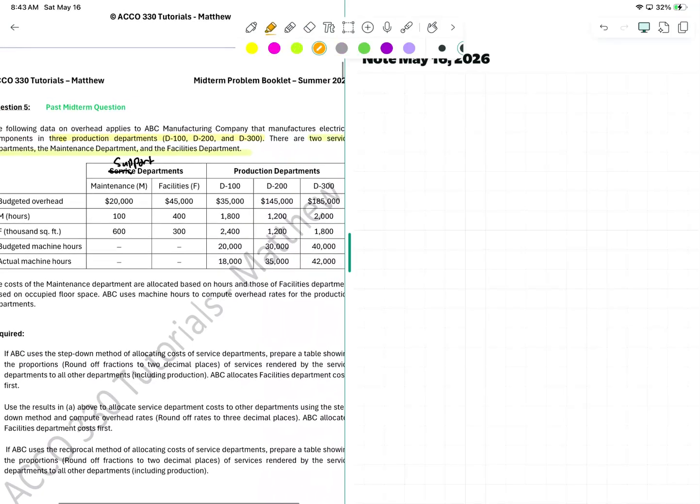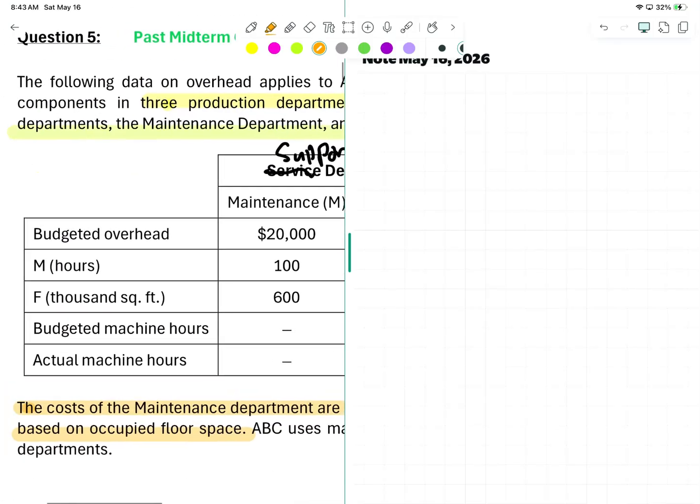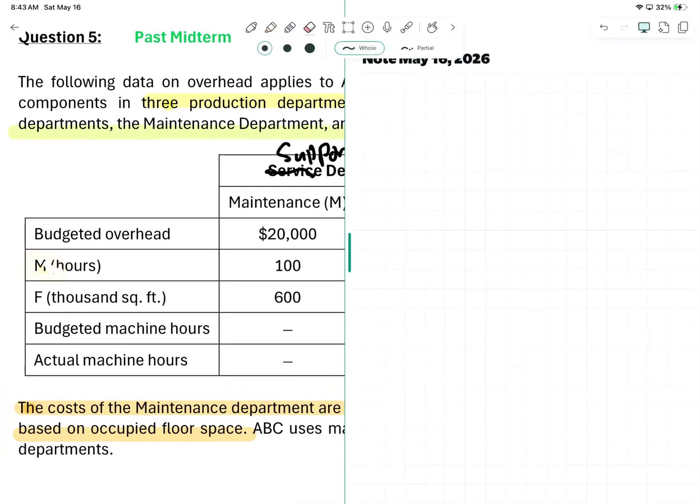Okay, so guys, it's very important because if you mess up how a support department allocates cost, you're just going to butcher the whole question, right? Like you can't allocate on the wrong basis. And guys, they're actually nice here. They tell you maintenance is based on hours. They already tell you this line is for maintenance, and then this line is for facilities. So they made it very obvious.